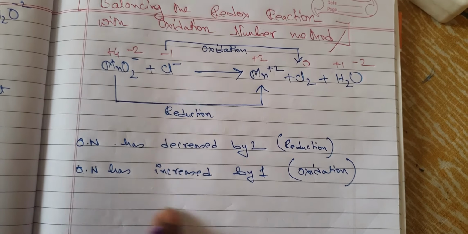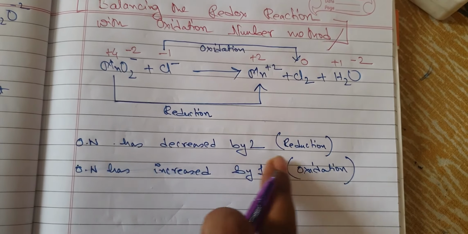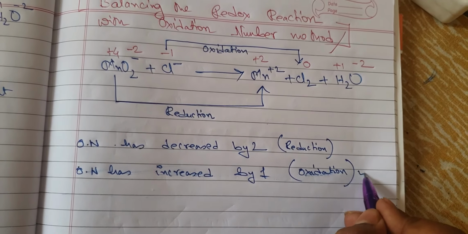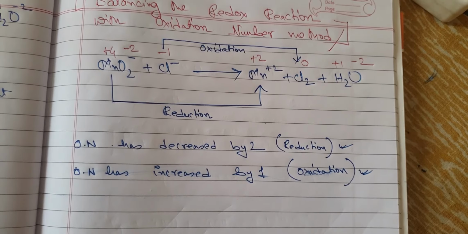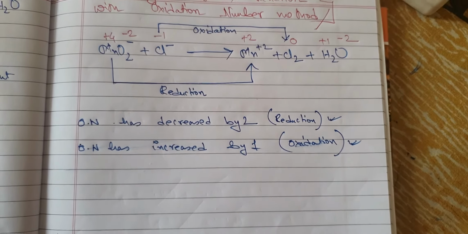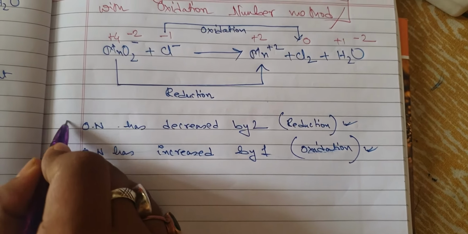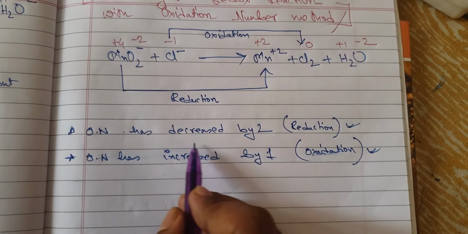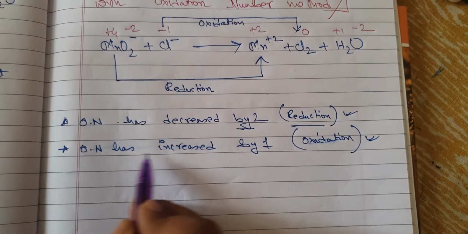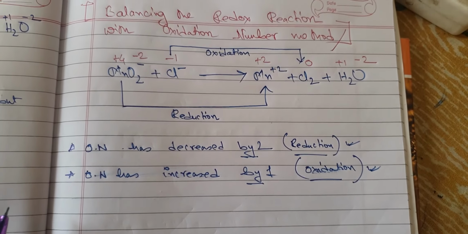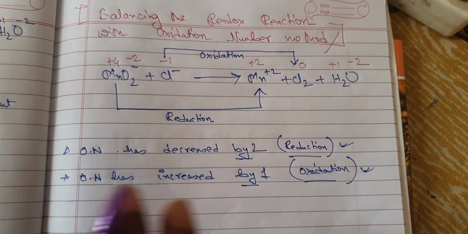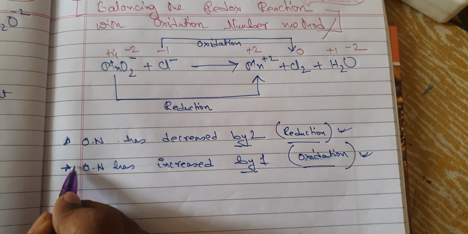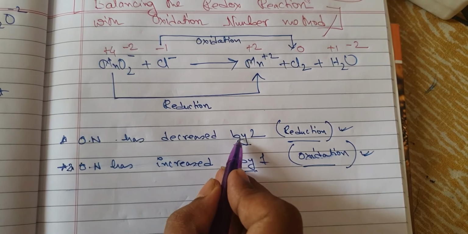Okay, so that is what it is there. Oxidation number has decreased by 2 in the reduction step. Oxidation number has increased by 1 in the oxidation step. In this type of case, oxidation number has decreased by 2, reduction, and increased by 1, oxidation. So what you need to do is equalize the oxidation number. You have to multiply the increase of oxidation number by 2 to make it equal to 2.